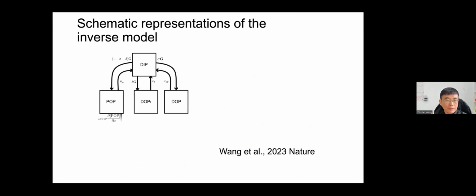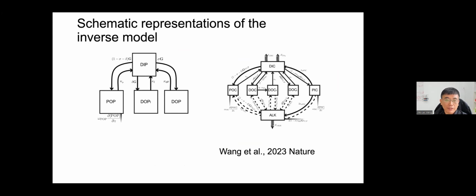So with this in mind, we built the most sophisticated inverse model so far that couples the cycling of phosphorus, carbon, and oxygen. I will not go into detail of each of the processes represented by the arrows here, but I want to point out that in the carbon model, we included the labile DOC and the refractory DOC here.